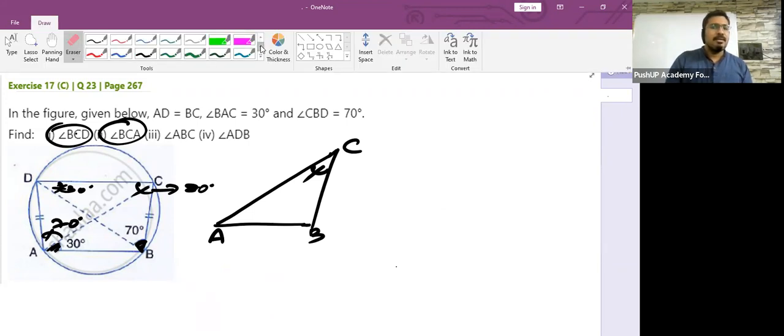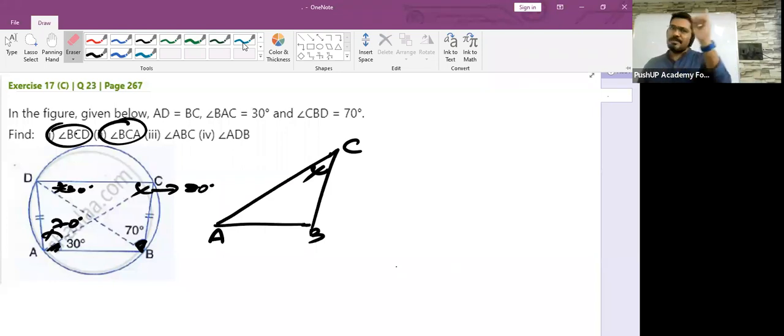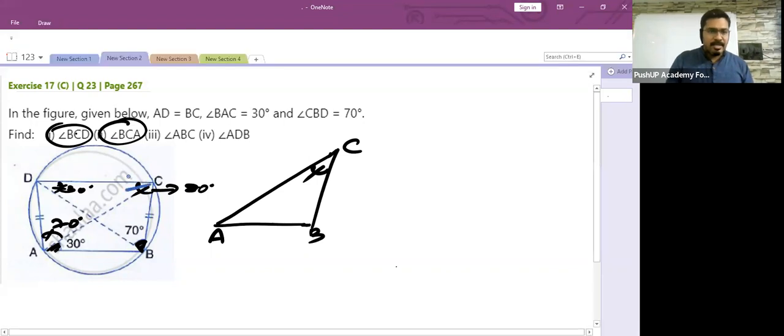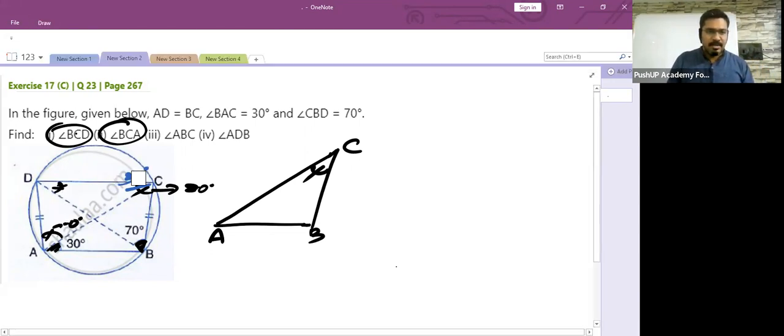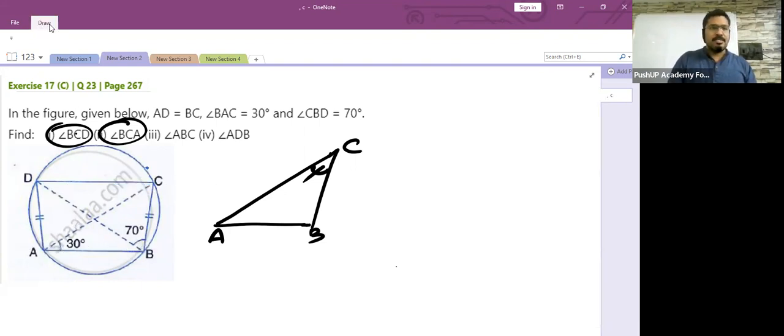That the given two chords are what? Equal chords. Equal chords subtend equal angle at the circumference. So can't I say this angle DCA is equal to 30 degrees? I can say that. You know what is the reason? Children, I'm going to erase everything, otherwise you will get confused when I teach. Now listen.